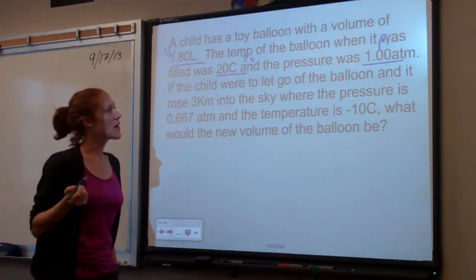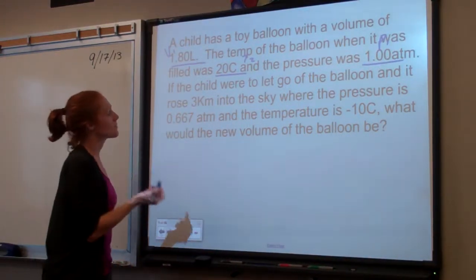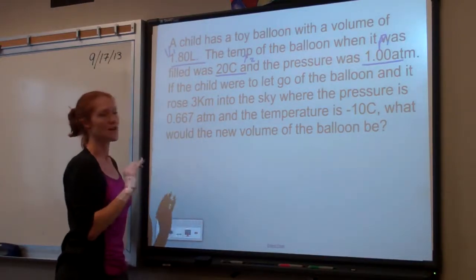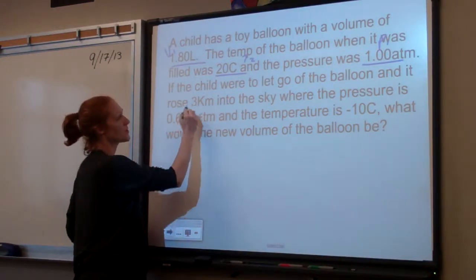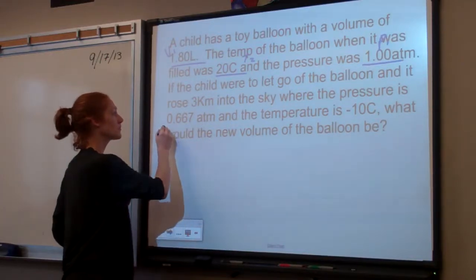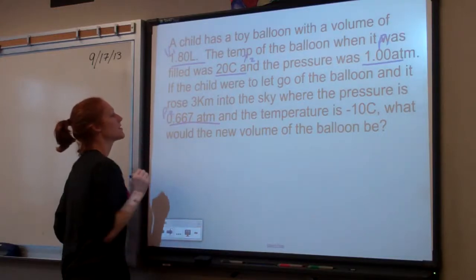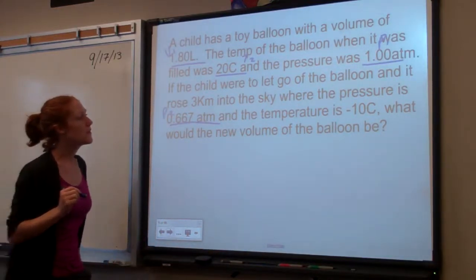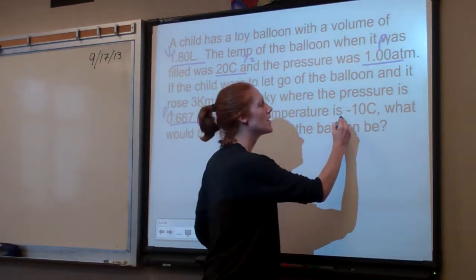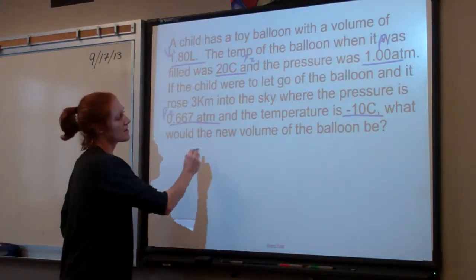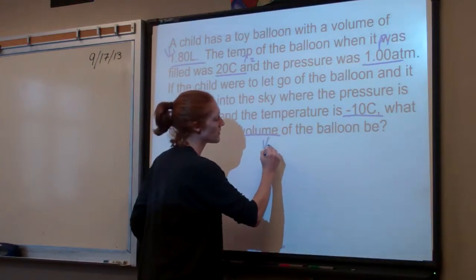If the child were to let go of the balloon and it rose to 3 kilometers, that's not a pressure, a temperature, or a volume, so it's not going to go in this one. You could label it as distance if you wanted. There's a pressure of 0.667, so there's P2. And the temperature, T2, is negative 10 Celsius, so we'll turn that to Kelvin. And they're asking what is the new volume, so we're looking for V2.